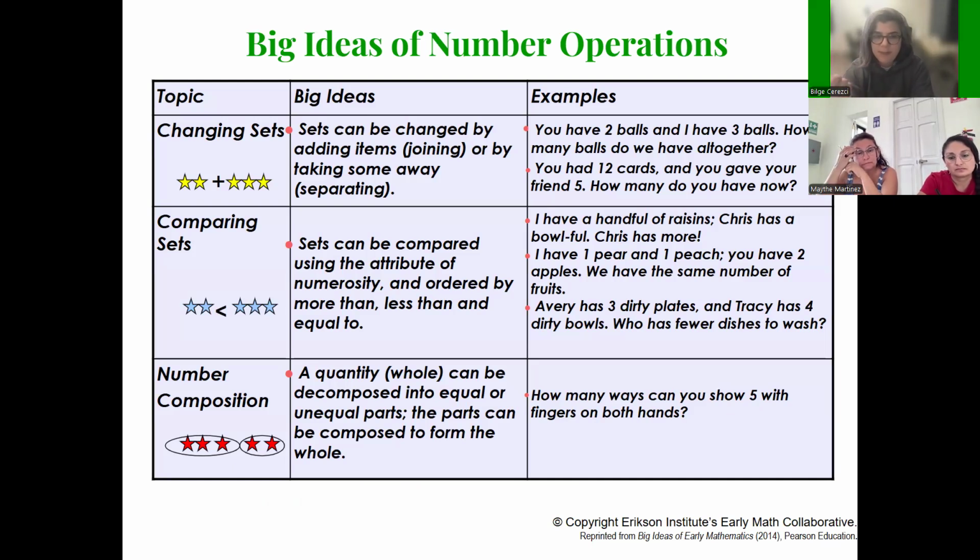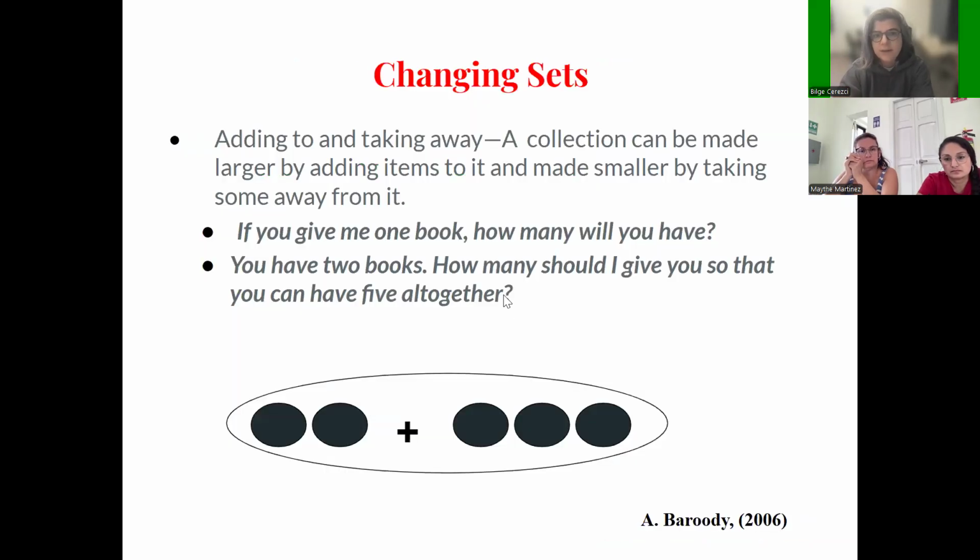Changing sets, comparing sets, and number composition. So we're going to look at all these big ideas and what they look like across different operations. So we'll start with changing sets. The big idea is this, adding to or taking away. A collection can be made larger by adding items to it and made smaller by taking some away from it. And that's related to both addition and subtraction.